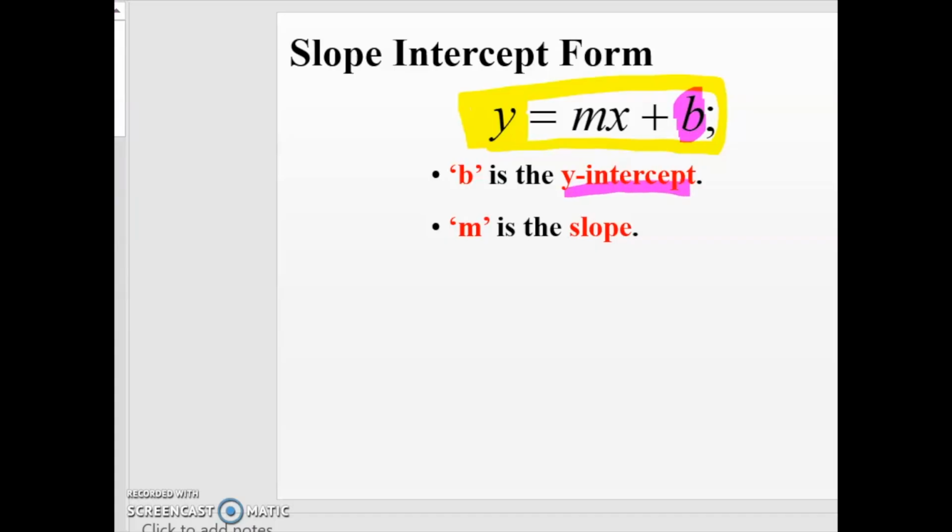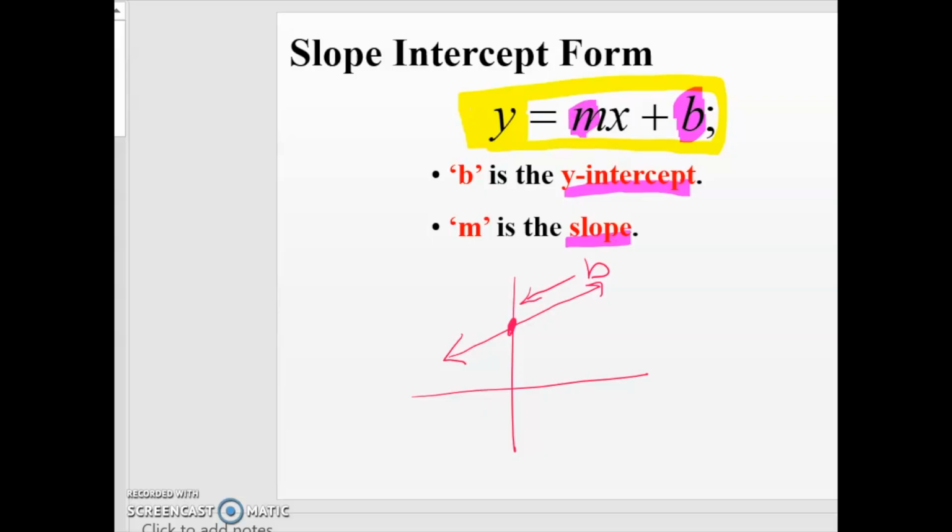Now, when we're looking at slope-intercept form, this b value is our y-intercept. So if we have an equation, whatever number is in place of b is where our line crosses our y-axis. So our b would be the point right here where our line crosses the y-axis. Then remember our m is our slope. So this number right here tells us our slope.